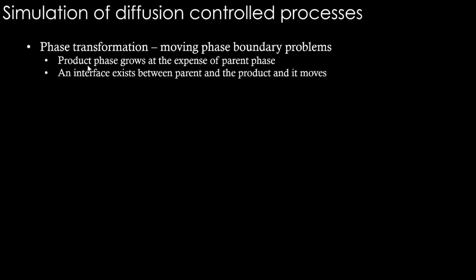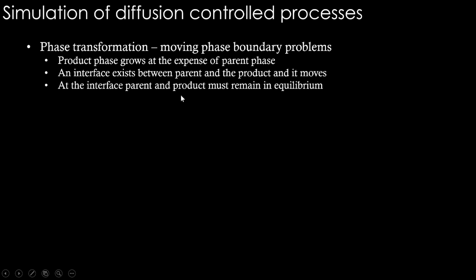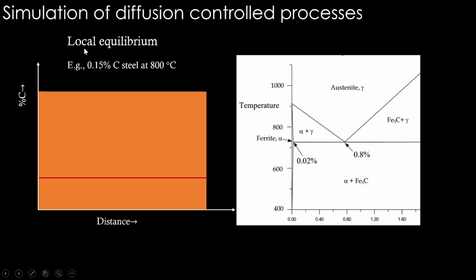If that interface is tracked, then it means that we are simulating the phase transformation. And at the interface, parent and product must remain in equilibrium. We call it local equilibrium. We'll see about that. For local equilibrium, let us focus on this example: 0.15% carbon steel at 800 degrees. This is the iron-carbon diagram focusing on the low carbon region. 0.15 is somewhere here, and for that particular carbon content steel, we have this concentration profile here.